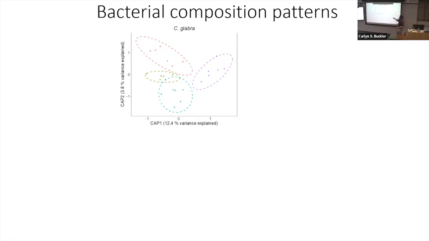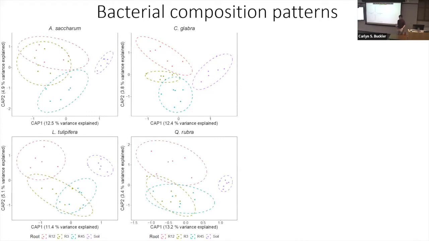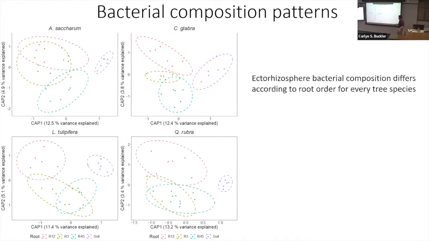And what we can see is that we get nice clustering of bacterial compositions, or microbiome samples, if you will, based on different fine root functionalities. So they're separating out based on the fine roots they associate with. And the bulk soil is also different to the root associated microbes. We saw this pattern for all of the tree species that we selected as well. And so we're seeing differences according to root order for all of these tree species.